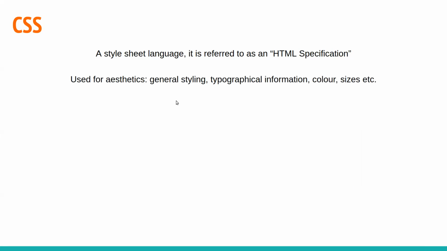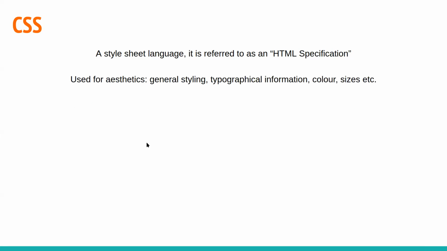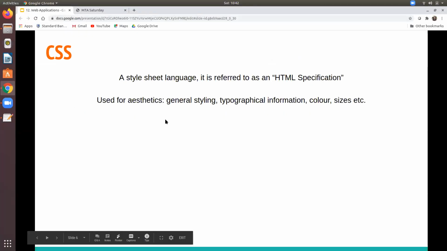Okay. So CSS is used for styling, aesthetics, for look, general styling, typographical information, color, sizes, orientation, all of that kind of stuff is what CSS does really well. And that's what it's designed for. Cool. So let's start with doing some basic CSS. Let's see the kind of thing that this can do.